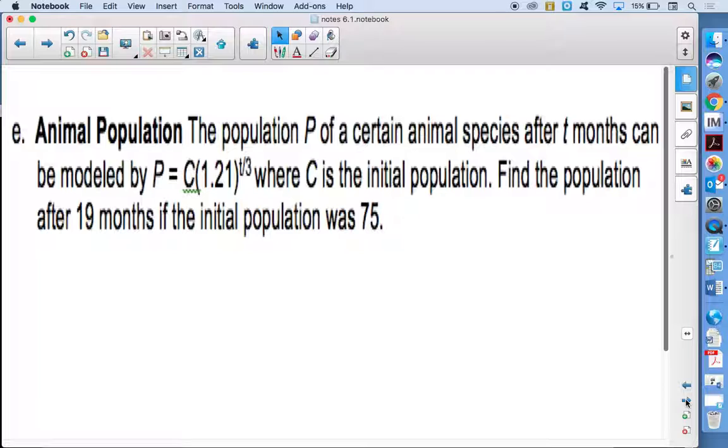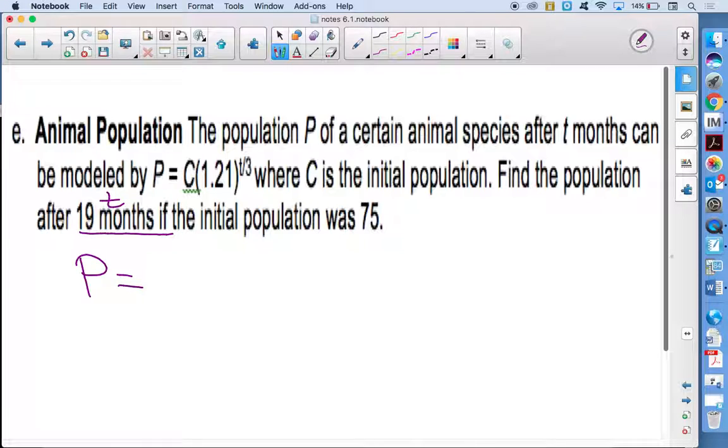The animal population P of a certain animal species after T months can be modeled by P equals C times 1.21 to the T over 3 power. P is the population, and C is the initial population, what it started with. Eventually we'll learn how to get this number once we start talking about chapter 7, but not right now. We will be coming up with the numbers for the equation at some point throughout the year. Find the population after 19 months if the initial population was 75. So David, what numbers could we plug in and where? For the T, you plug in 19. So 19 months is our time.